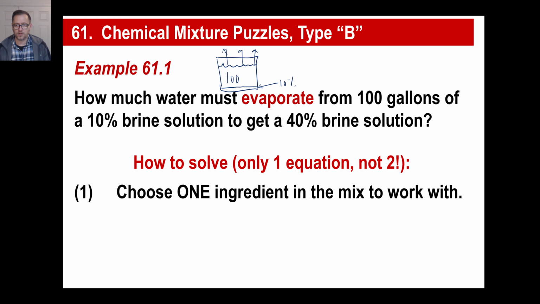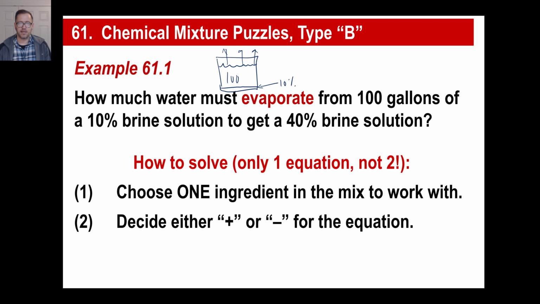Okay, choose one ingredient in the mix to work with, either salt or water, or, I don't know, Jello or pudding. Whatever you're mixing together. Just choose one to work with, leave the other one behind. Second is decide either a plus or a minus for the equation.